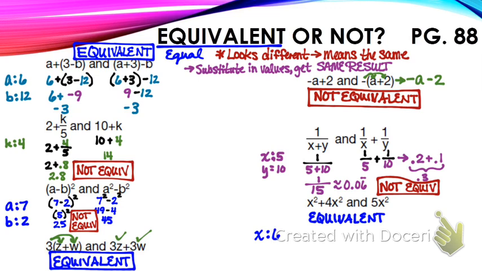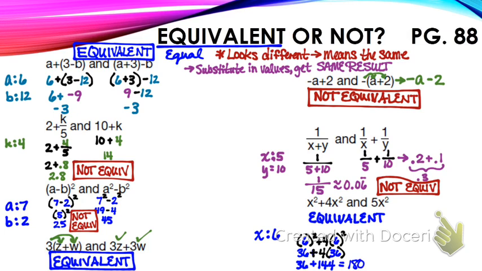So I would have 6 squared plus 4 times 6 squared. 6 squared is 36, right? What is 4 times 36? 24. 4 times 6 is 24, but what is 4 times 36? You said how much? 144. So I have 36 plus 144. That comes out to be 180.